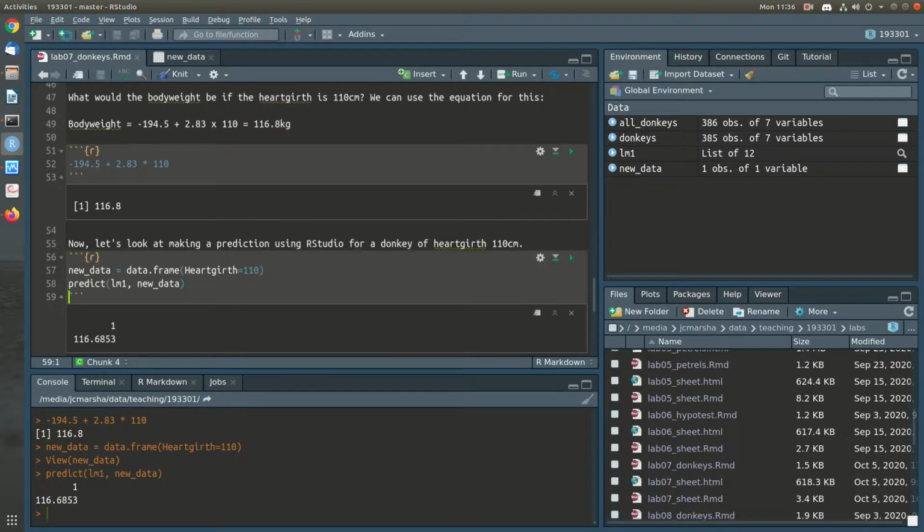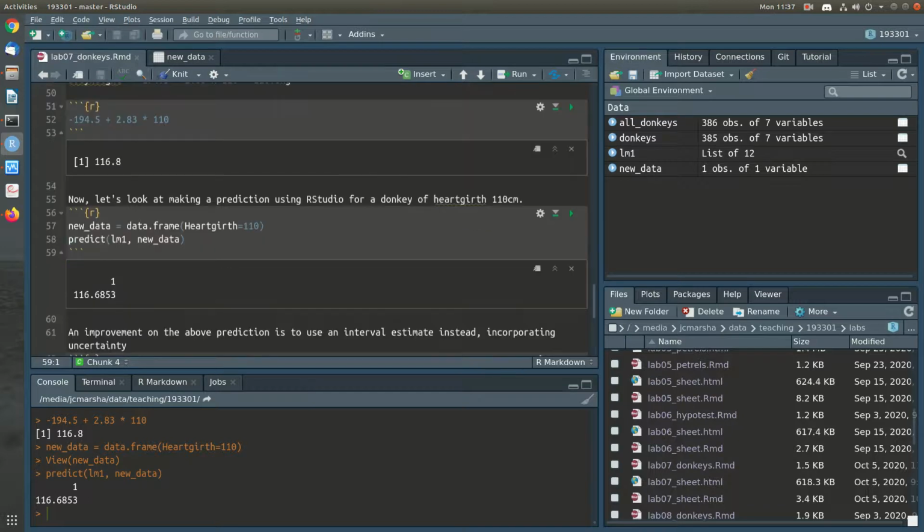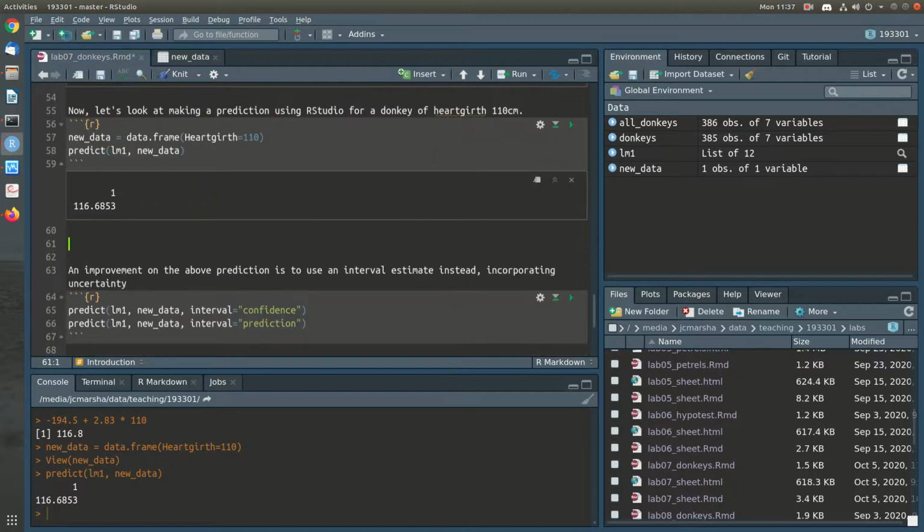So there it is, the 116.68, which is pretty similar to what we computed by hand. Obviously this one's computed without any rounding, right? We had interim rounding where we rounded the slope and the intercept. So that's why it's slightly different. So this is similar to what we got from the equation. The difference is due to rounding.